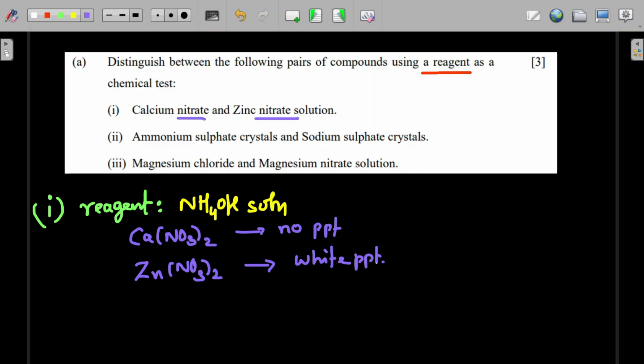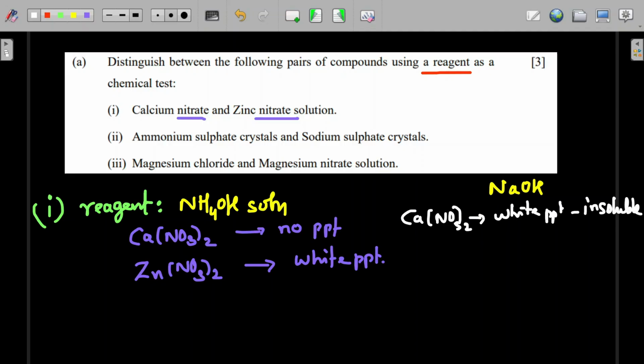Now in this case, don't write what happens in excess, because initially only you will come to know. In one case white PPT is forming, in another case it is not forming. So no need to write about excess. But imagine instead of this you have taken NaOH, then you have to write what happens in excess, because initially calcium nitrate with NaOH will form white PPT and remains insoluble in excess. I am just writing the words here, but these are the sentences that you have to write.